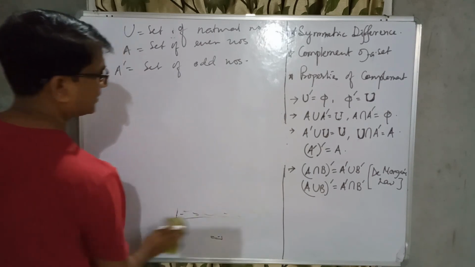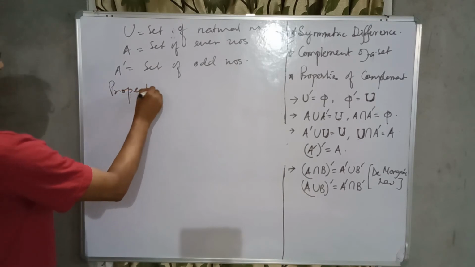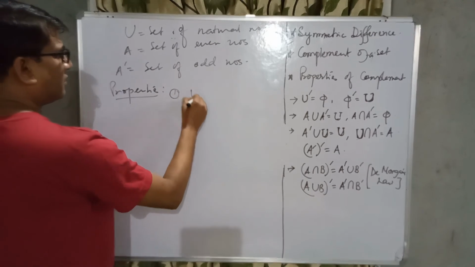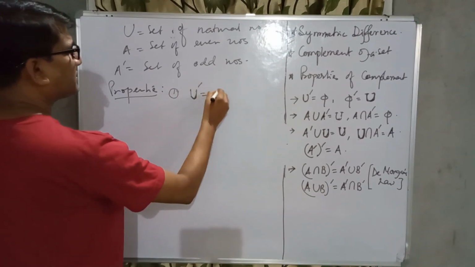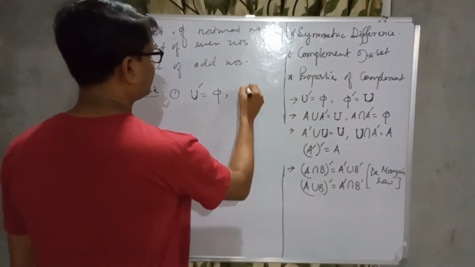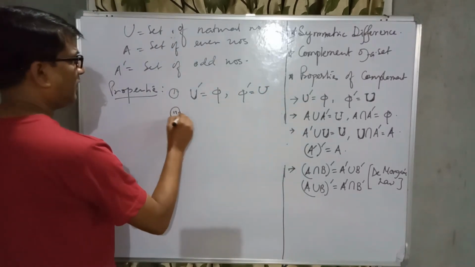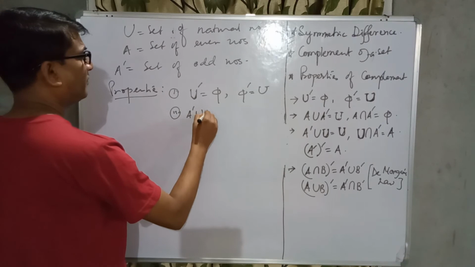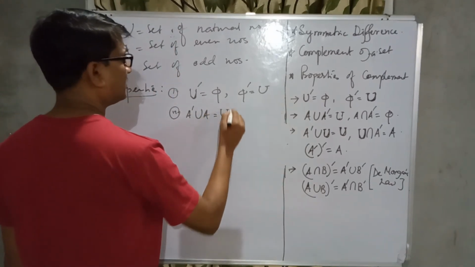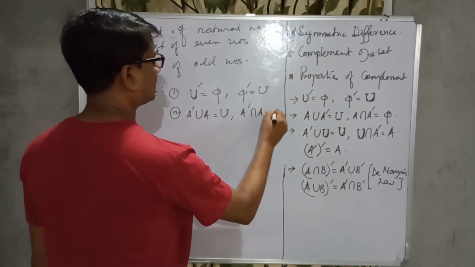Next, properties. What are the properties here? Be careful with the properties. First one: complement of the universal set is always phi. Complement of the universal set is phi, and complement of the empty set is the universal set. If we take the union of A complement and A itself, that is the universal set, and A complement intersection A is equal to phi.